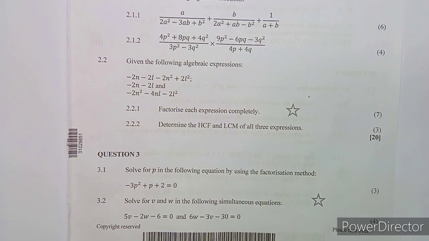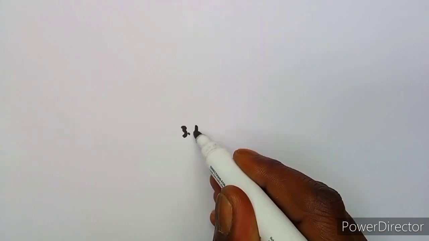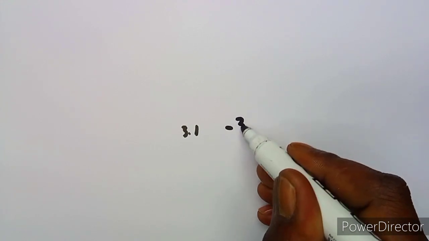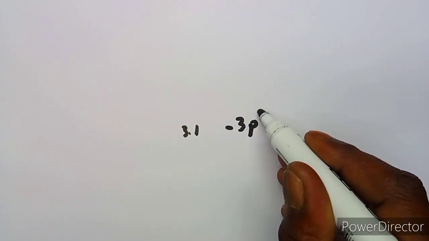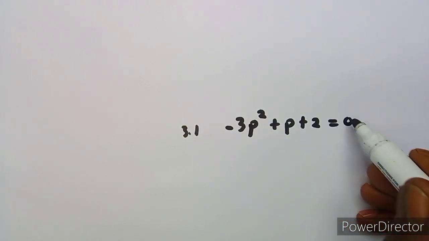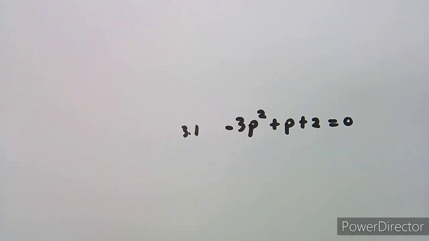Then question 3 is to solve for P in the following equation by using the factorization method. So you're actually solving for P. Whenever you're working with a quadratic equation, remember, you might be given a method to use, not any method of your choice, but a certain method to follow. So this time they want you to use the factorization method.